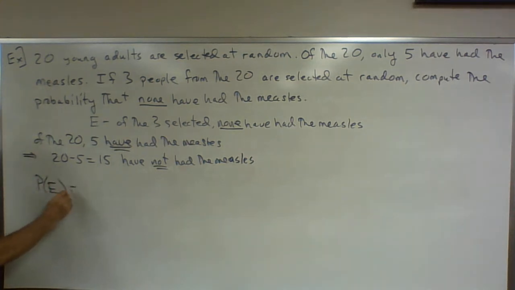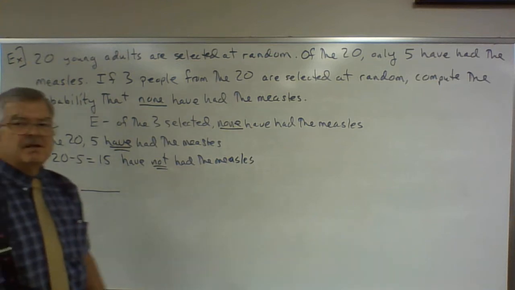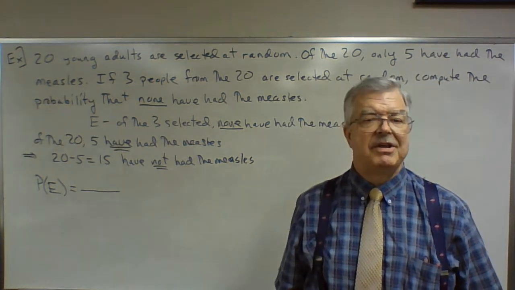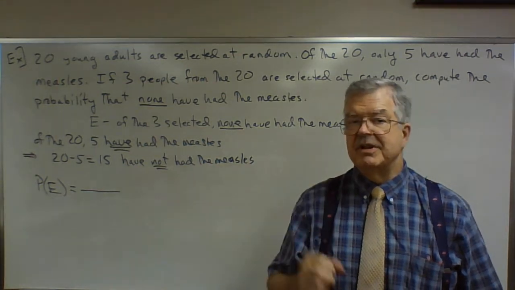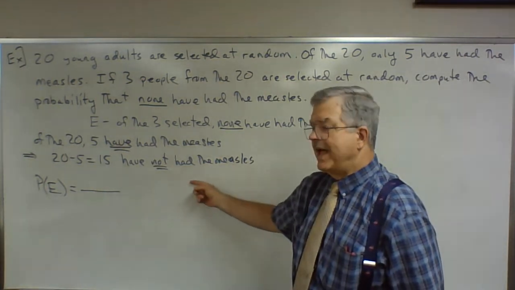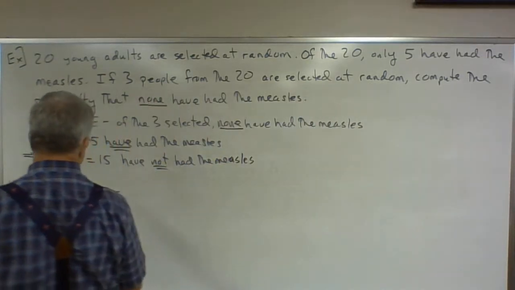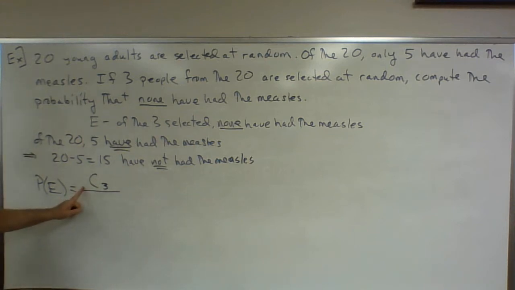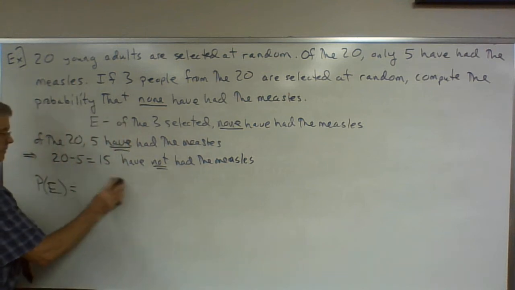We want to compute the probability that E occurs, that of the 3 selected, none have had the measles. We're going to choose 3. Does it matter what order they've been selected in? It really doesn't. The only thing that matters is they haven't had the measles. If we select 3 people, either they've had the measles or they haven't, and we're looking for 3 people who haven't. So we're going to select 3 people who have not had the measles out of a set of 15 who have not had the measles. And you know what? I'm jumping the gun here.